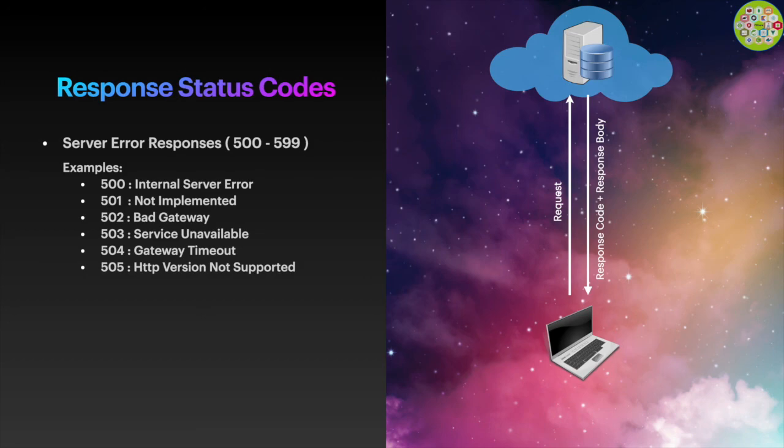So these are the HTTP response status codes we have. In a typical scenario, you will see 200, that is okay, 400, that is bad request, 401, that is unauthorized, 404, that is not found, and 500, that is internal server error.